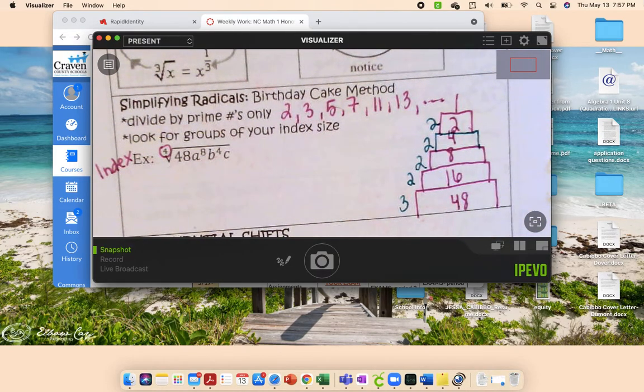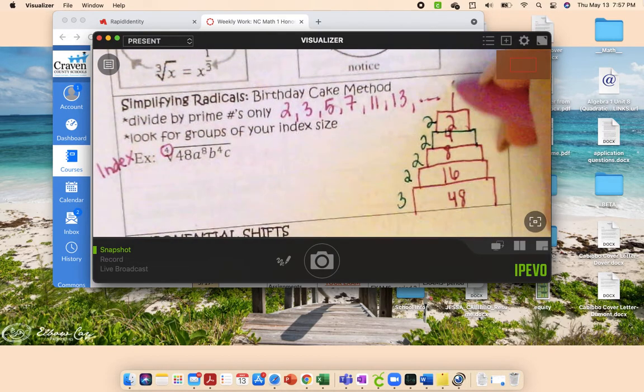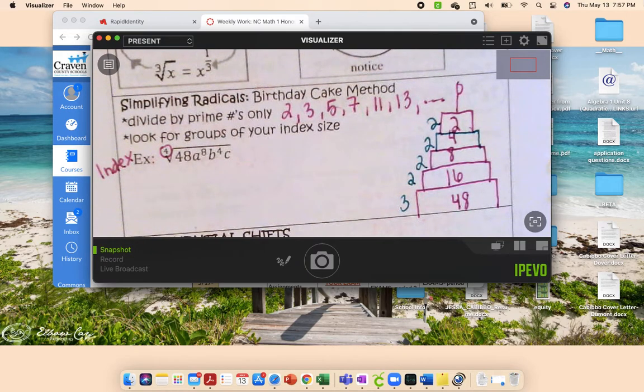This is why I call it the birthday cake method. The purpose is to get your birthday candle on top. So you have to get yourself to a 1 on the top of your cake. All right, and if you're looking at it going, what the heck does this mean?